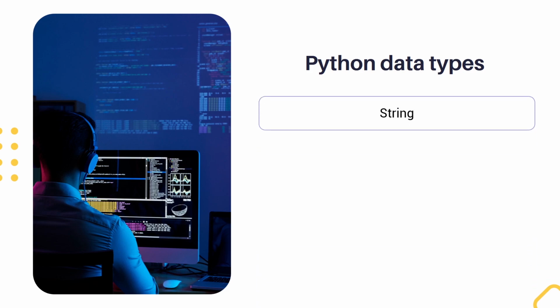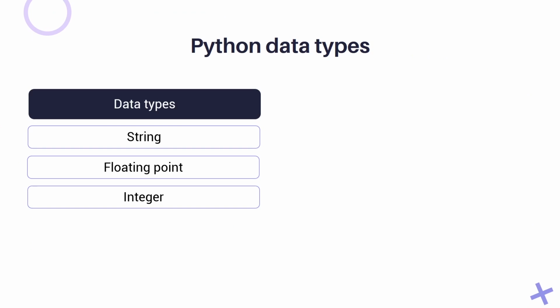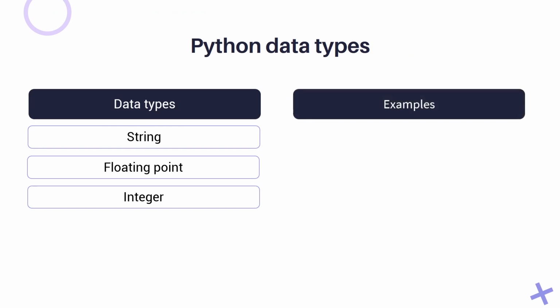Note that we have strings, which is just a bunch of characters, including letters, numbers, and non-numerics. Floating points, which are numbers with decimal points included. And lastly, integers. These are all considered as whole numbers. Now, given that we've just explored the three primitive data types, let's have a look at a couple of examples.